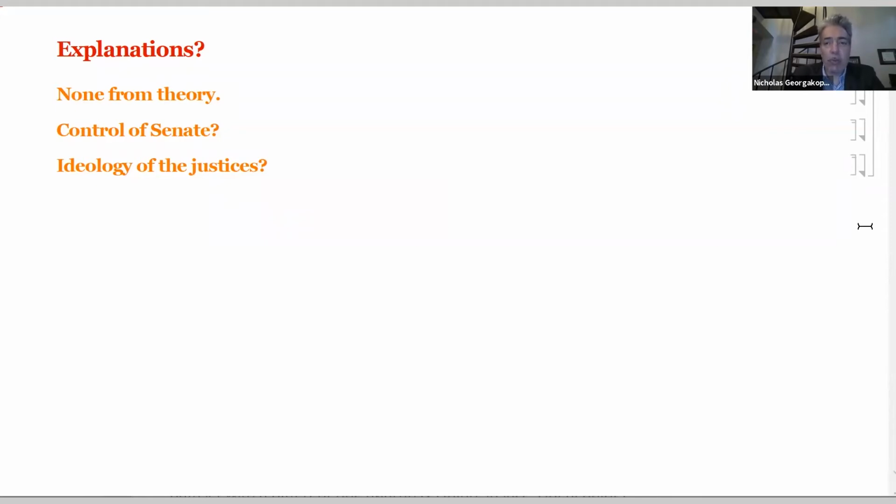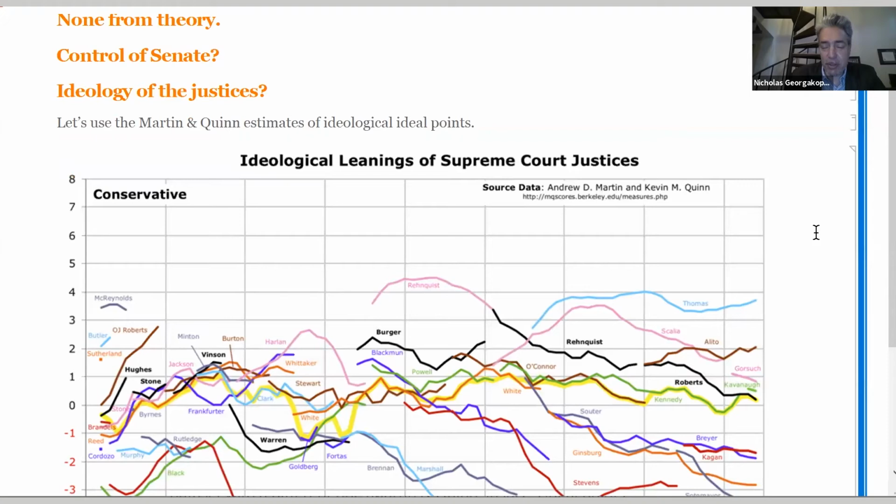combine this database with a database that Martin and Quinn, two political scientists, have created, who calculate how liberal and how conservative the justices are, depending on the coalitions that they form. So how many times does a liberal justice vote with a conservative justice? And they end up with a score for each justice. Wikipedia has a very nice illustration of their research. Here it is.